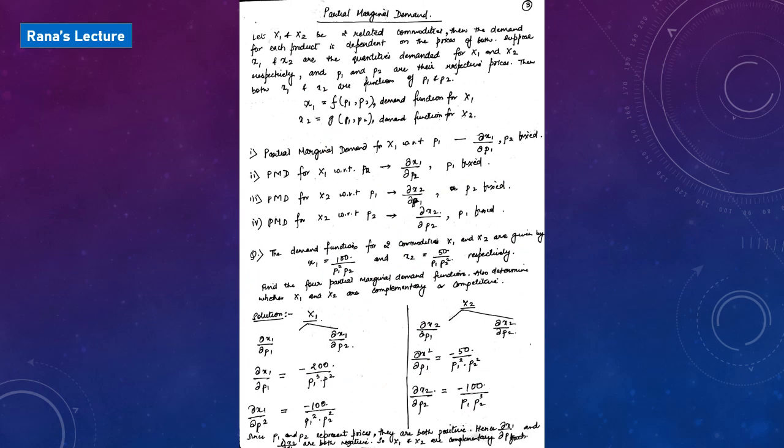Now we move to the concept of partial marginal demand. Let us take here two commodities which are related to each other. Let X1 and X2 be two related commodities, or you can say A and B. Right? There are two commodities A and B. Both are related to each other. इसका कहने का ये मतलब है कि A का जो डिमांड है वो इसके खुद के भी प्राइस पे डिपेंड कर रहा है और B के प्राइस पे भी डिपेंड कर रहा है, और B का जो डिमांड है वो इसके खुद के प्राइस पे डिपेंड कर रहा है और A के भी प्राइस पे डिपेंड कर रहा है। राइट?